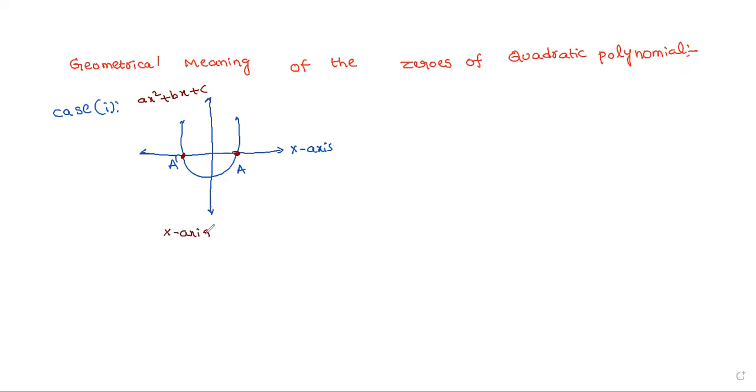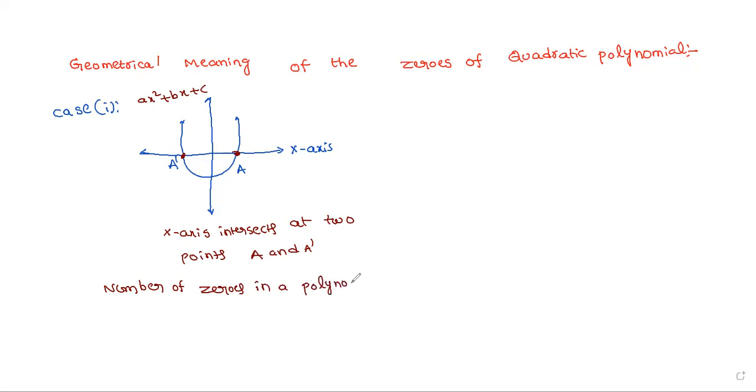X-axis intersects at 2 points A and A dash. Therefore, the number of zeros in a polynomial is 2.